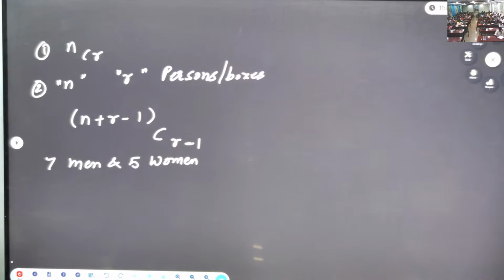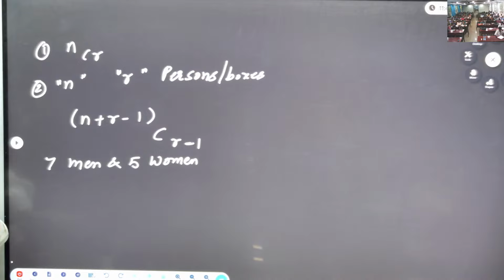Right. Tell me, what is the n value and r value? What is the committee size? Find the number of committees of 5. So what is the r value and what is the n value? We need to find committees of size 5, so which indicates r value or n value?